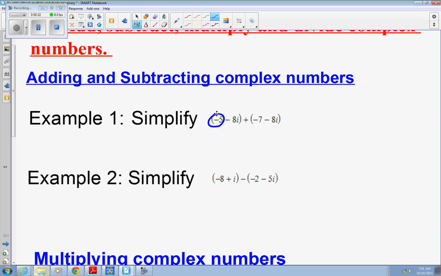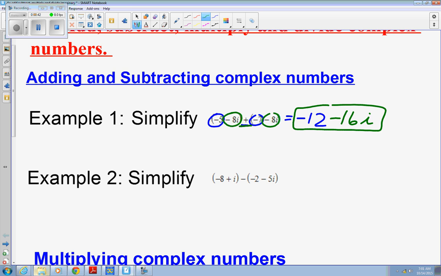So -5 plus -7 is -12. We also have -8i plus -8i. If you put those together, you get -16i. There are no other like terms to put together, so this is your final answer.